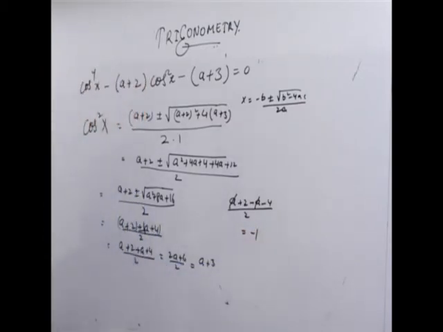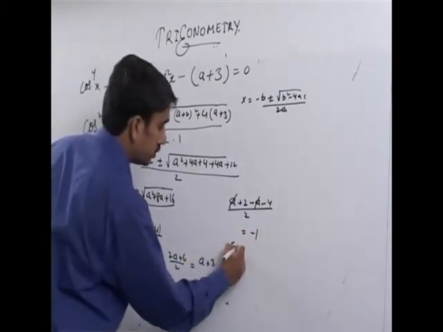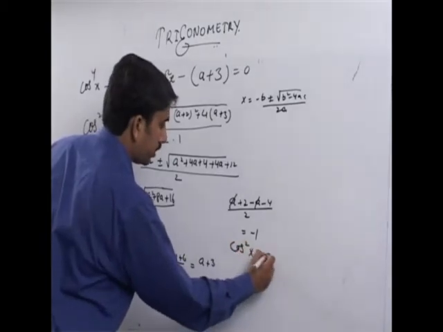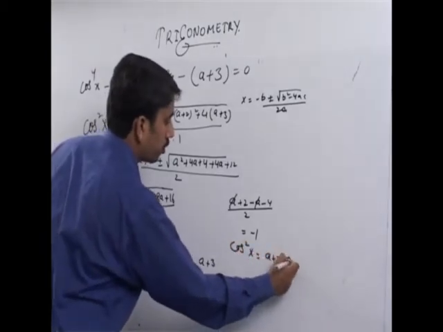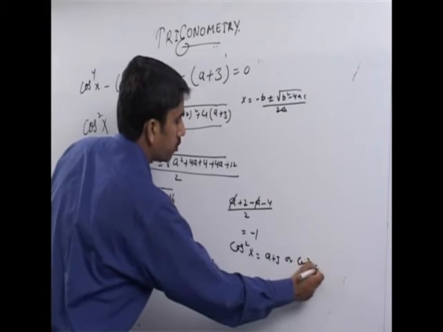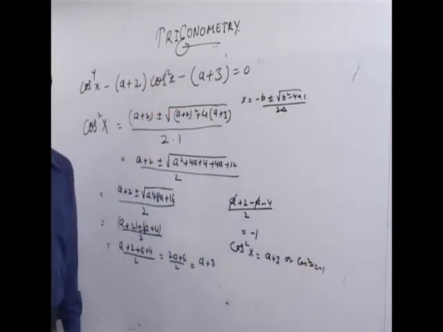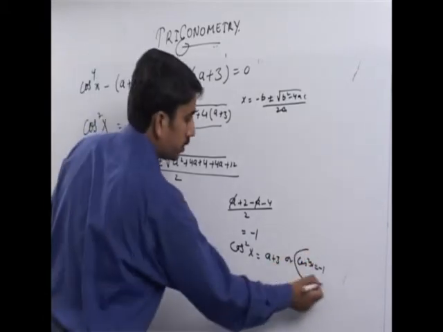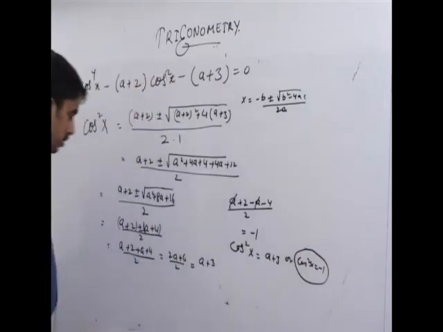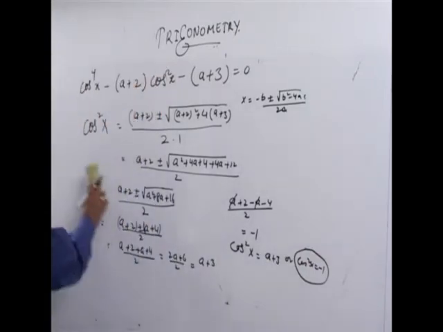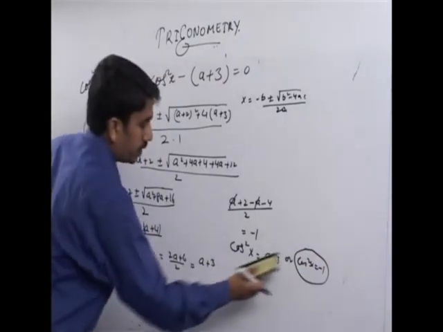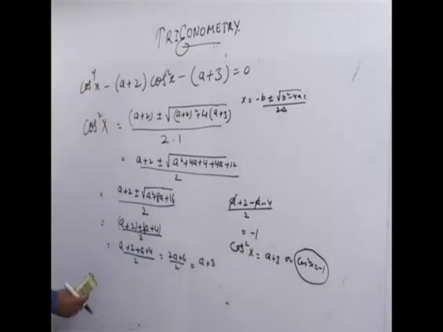Therefore, cos square x is either a plus 3 or cos square x is equal to minus 1. Now this equality cannot be possible. Therefore, neglecting this, you will take cos square x equal to a plus 3 only.